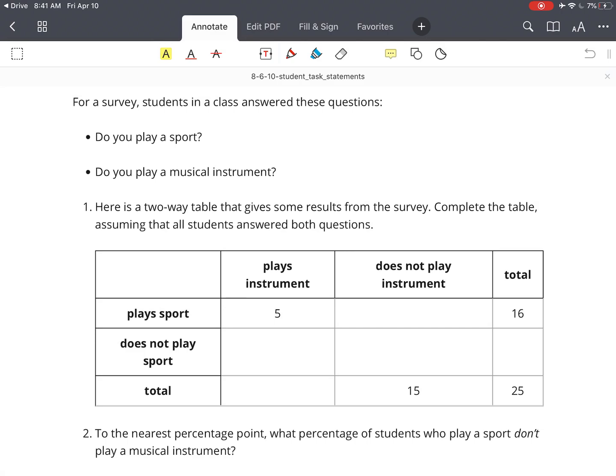If we take a look at this, if students were asked if they played a sport, a total of 16 students were asked. 5 of them play a sport, so how many don't? If 5 students play sports and instruments, how many play sports but don't play instruments? 11, because 5 plus 11 is 16. Similarly, out of those who do not play instruments, if 11 play a sport, how many don't play a sport? 4.